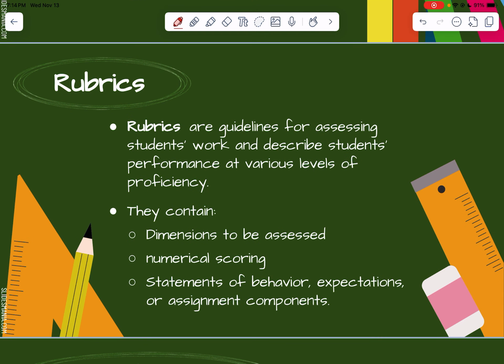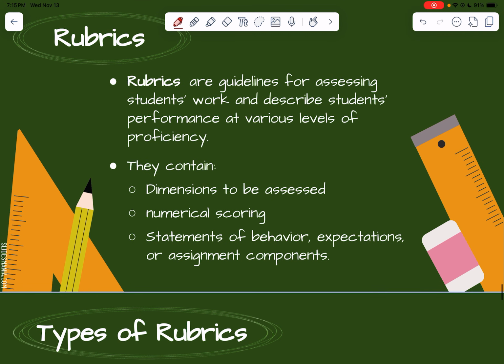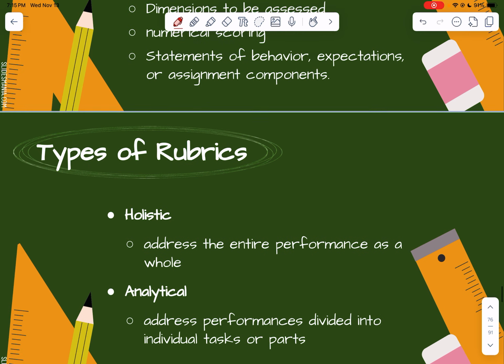Now, when we're assessing students, it's important that we give feedback and students know in advance what exactly they're going to be assessed on or graded on. And so one of the great ways that we can provide that information to students is through a rubric. Rubrics are guidelines for assessing students' work and describe students' performance at various levels of proficiency. They contain dimensions to be assessed, numerical scoring, and statements of behaviors, expectations, or assignment components.